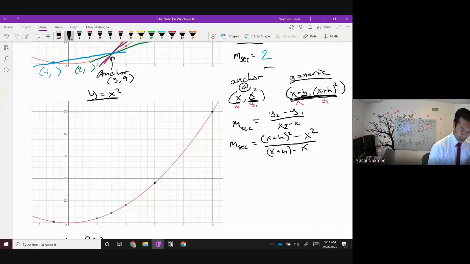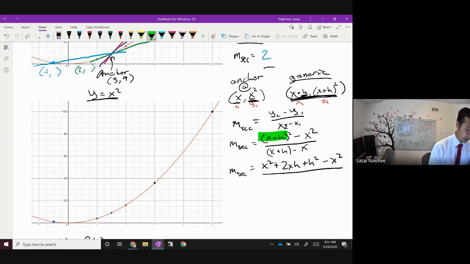And I know this looks like a mess, but we've dealt with algebra before, right? So we can simplify this using some algebra. So I have over here the slope of the secant line, and I'm going to FOIL this out. X plus h squared is going to multiply out to give me x squared plus 2xh plus h squared, minus x squared. That's what I get in the top there. You guys see that? If I FOIL or multiply this out right here, I get this.